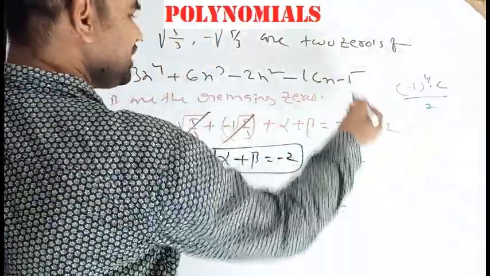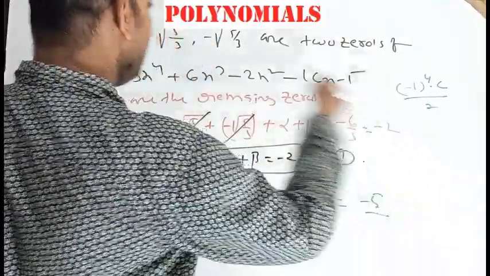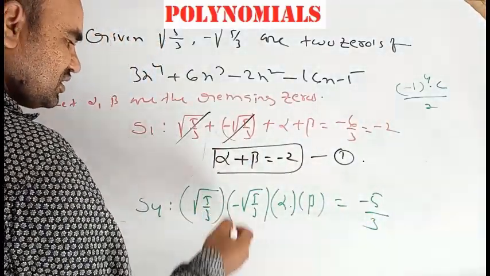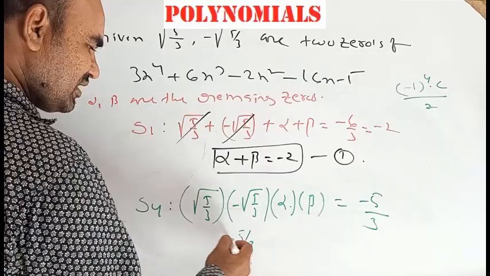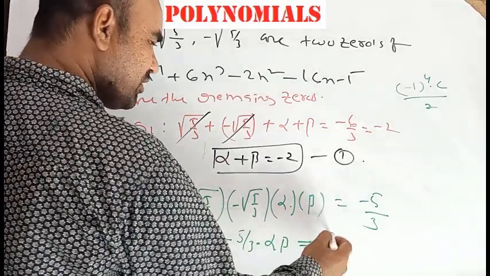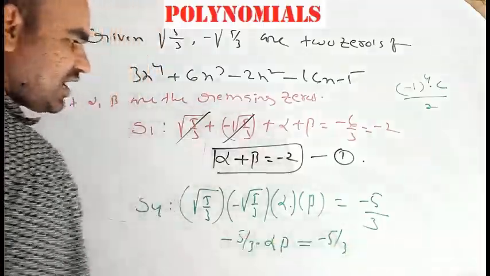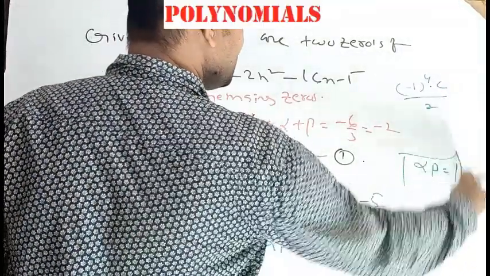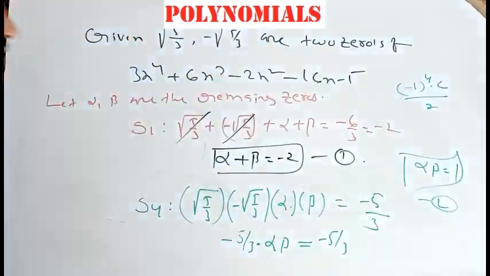C means constant here. Minus 5 by 3. So what happened here? This is nothing but 5 by 3. Minus 5 by 3 into alpha into beta is nothing but minus 5 by 3. Cancel. Alpha into beta equal to 1. This is another result, second result. By using first and second result, we need to solve.